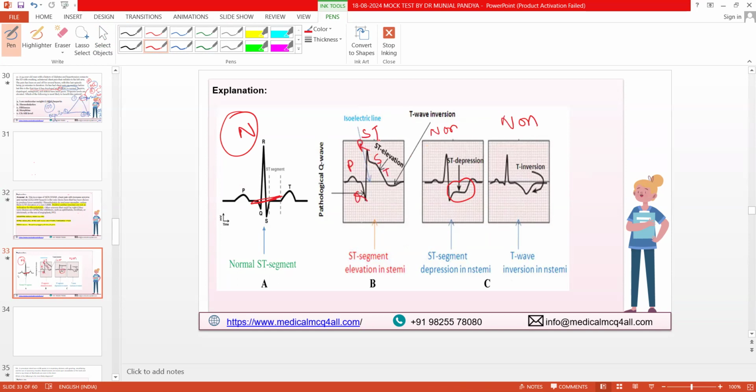Just to give you a little idea, I tried to catch one slide for you to understand well. This is elevated, classical. This is non-elevated, or T inversion, that's it. So nothing above the line. ST elevation is all above the line. Or you can remember my name, Munjal. ST elevation looks like Munjal.